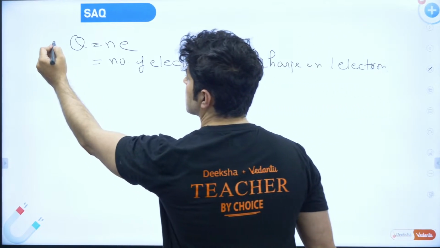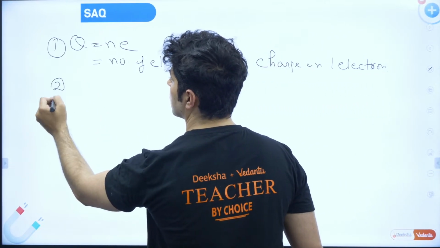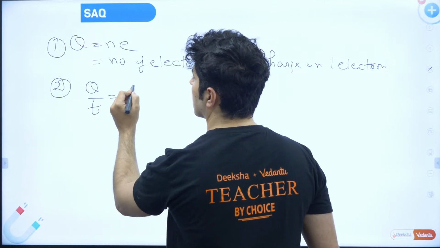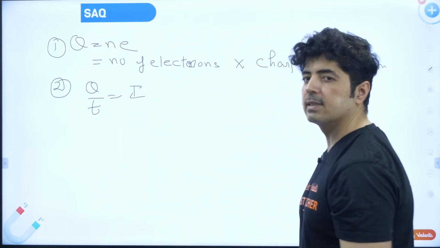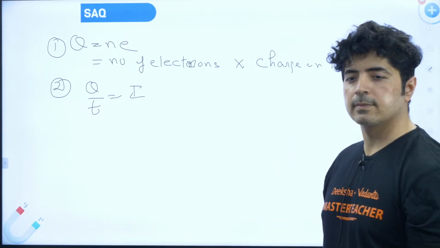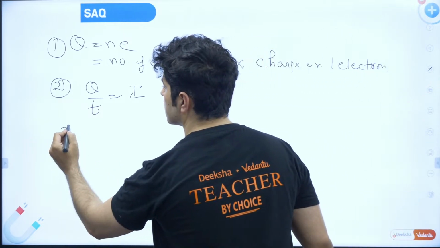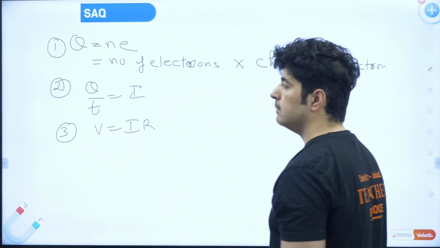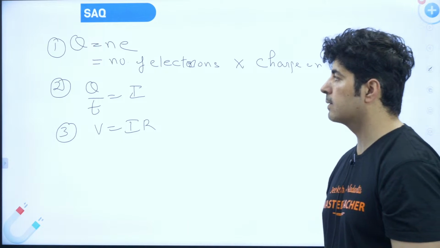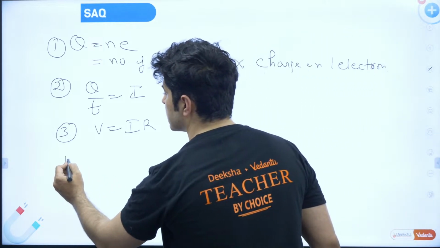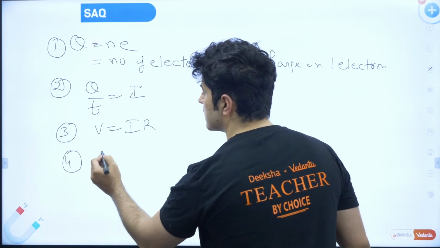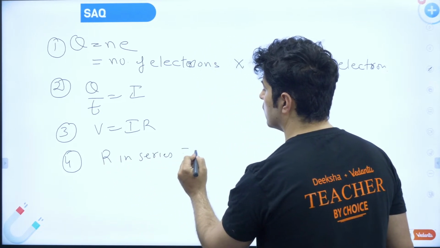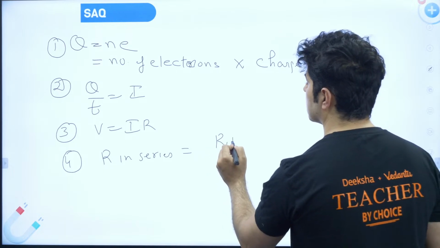Second formula that we use is Q by time is equal to current. These are the two formulas related to charge. Third formula that we use is V is equal to IR, or V by I is equal to R. Fourth formula we use is resistance in parallel and series. If resistances are in series, we use R1 plus R2.